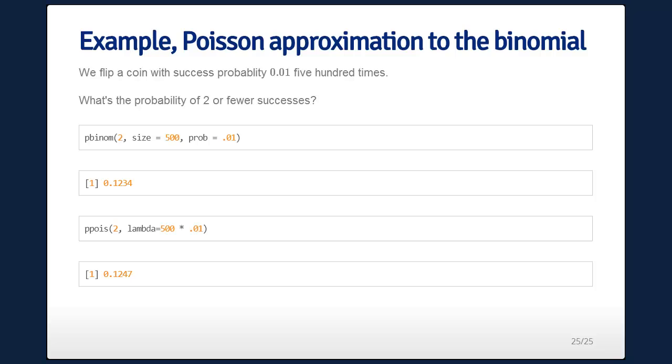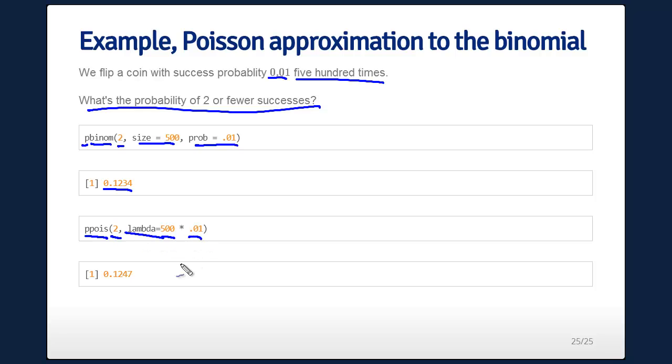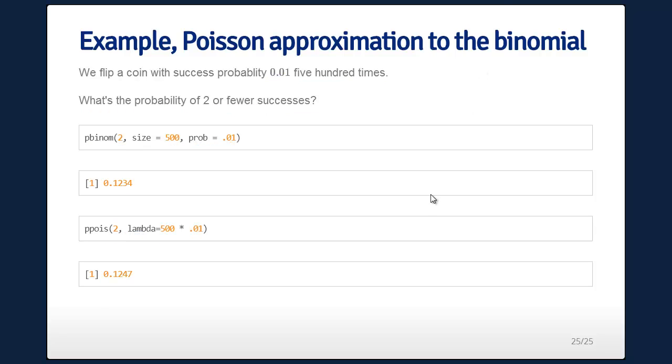Let's go through an example of the Poisson approximating the binomial. We flip a coin with success probability 0.01, so p is small. We flip it 500 times. What's the probability of 2 or fewer successes? So again, pbinom 2, size equals 500, prob equals 0.01. Here's the exact calculation. It works out to be 0.12. Here's the Poisson approximation, ppois 2, lambda equals 500 times 0.01, n times p, and that works out to be 0.1247, so pretty close. So that's the Poisson approximation of the binomial.